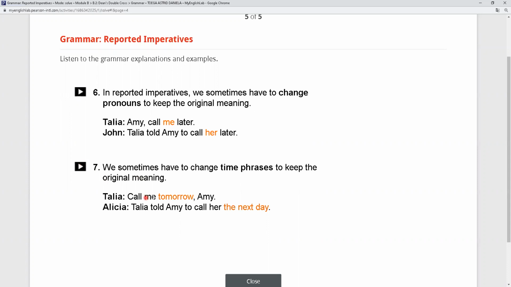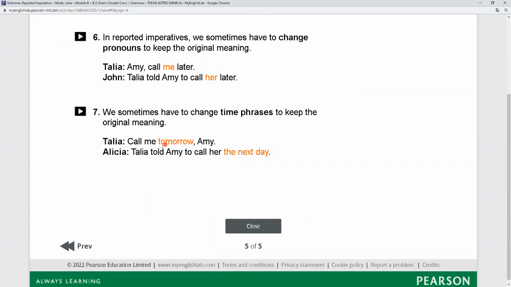Okay, so we want to keep the original meaning. I know in Spanish we tend to do that. We actually say it as it is, right? But this is not the case, right? We have to change the time phrases in order to keep the original meaning. So yes, that will be everything about this point. I don't know if you have any question.